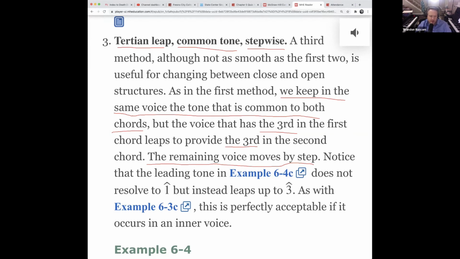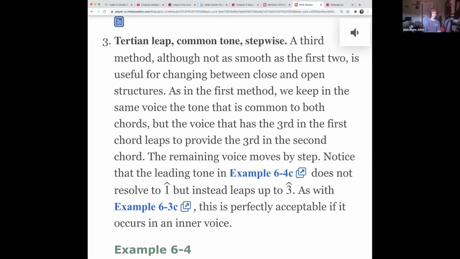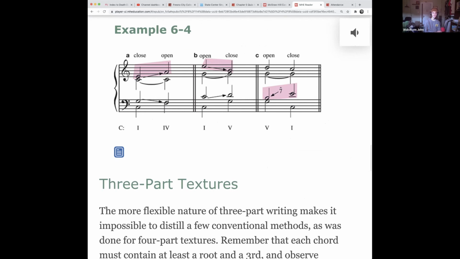Notice that the leading tone in example 6-4C does not resolve to scale degree 1. But it's okay. That's perfectly acceptable if it occurs in an inner voice. Are you with me? Yes. Let's see it in example. All right, here we go. Example 6-4. We've got a common tone of a C.